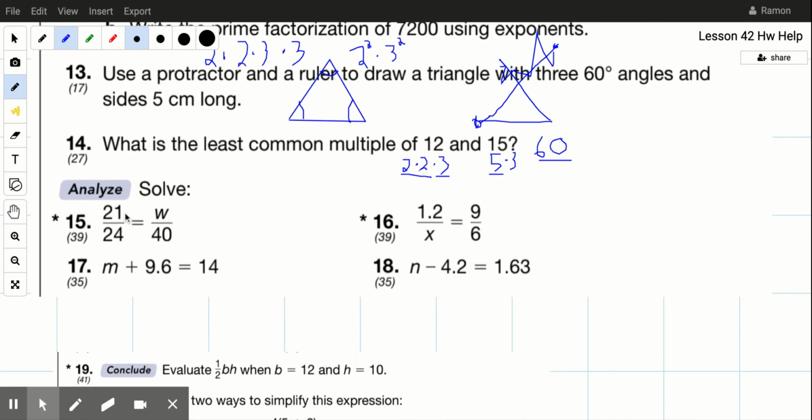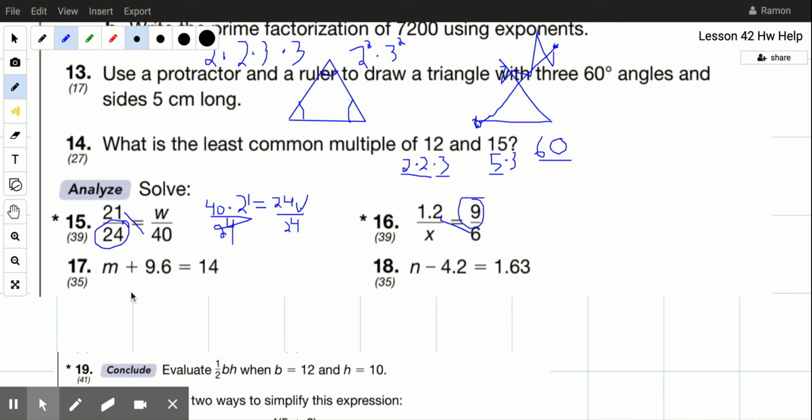15, solve. We're just going to cross multiply: 21 times 40, divided by 24w. Or just 24, right? So it's 40 times 21 equals 24w. And then you divide both by 24. All right, so then you have 6 times 1.2 divided by 9.